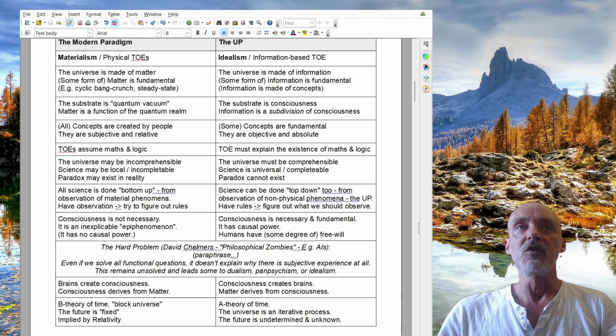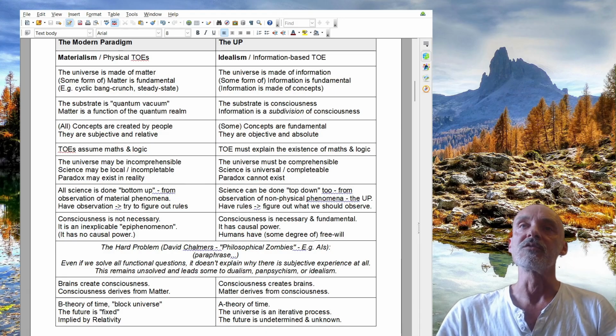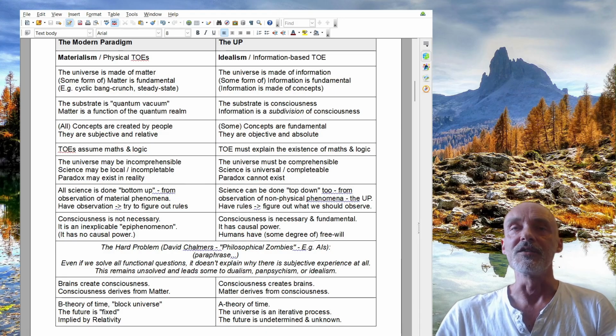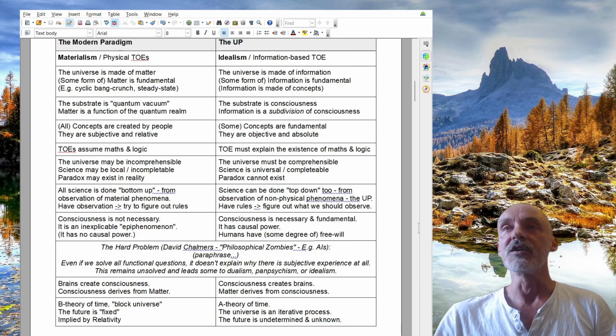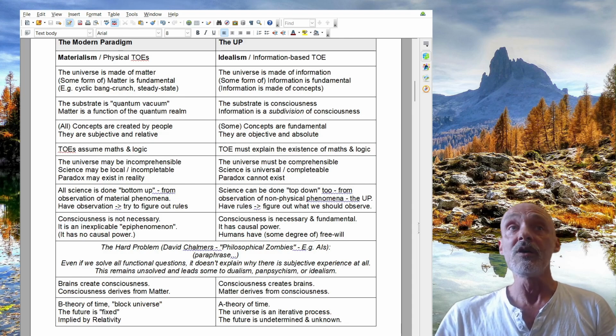The debate about consciousness is often termed the hard problem of consciousness. There's a philosopher called David Chalmers who came up with the idea of philosophical zombies. He says, even if we solve all functional questions, this is a paraphrase, by the way, he didn't say this directly, it doesn't explain why there is a subjective experience at all. This remains unsolved and leads some to dualism, panpsychism, and idealism. And yet we are going there. We are going to dualism and idealism, although not exactly, although I suppose panpsychism too, but perhaps a different form of it.